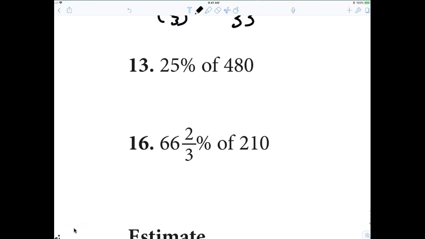25% is obviously the same as what fraction? 1/4. 1/4, right? 12. So 1/4 of 480, Max, is what? What is this? Oh, I know it. It's 120. Yes, it was 104 or 120.